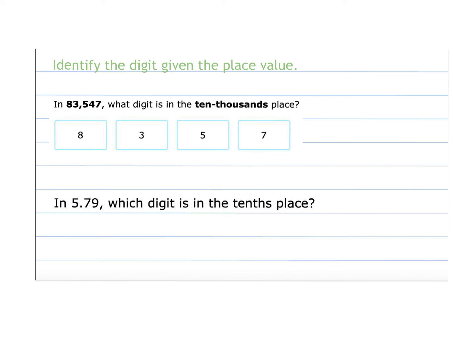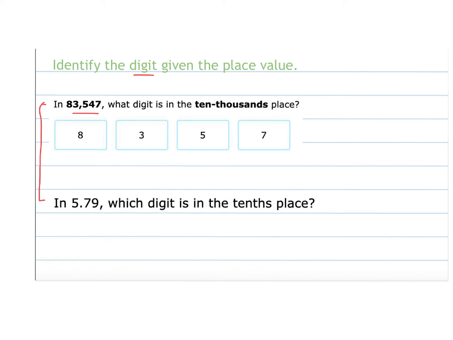Okay, identify the digit given the place value. If you're feeling comfortable on these, stop me and do both of these problems in your notebook. You can just write down the number and then whatever the digit is, and then unpause me and see if you got them correct. In 83,547, what digit is in the 10,000s place?